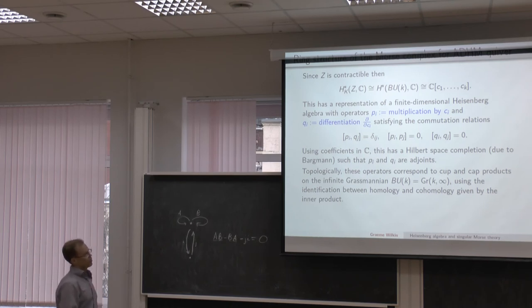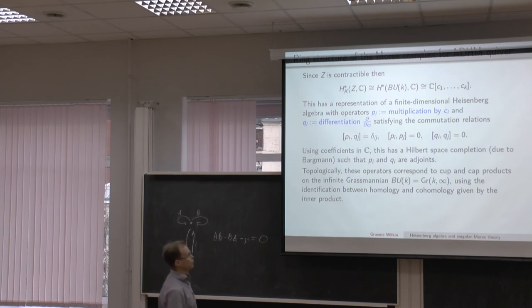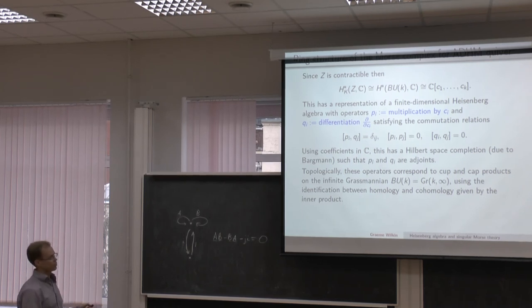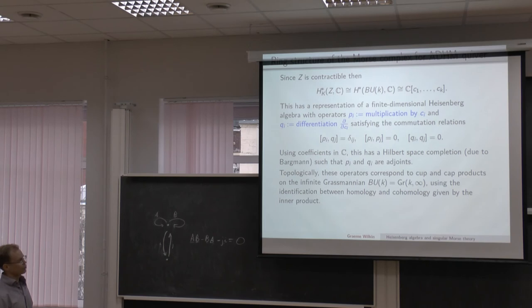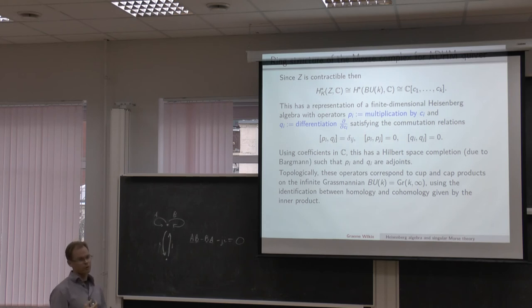So if you use coefficients in C on this polynomial ring, then you can turn this into a Hilbert space with respect to this norm here. Maybe I won't write down the norm. The idea is you want to look at entire functions on C^n and then impose some norm on that to make it a Hilbert space. This is due to Bargmann in the 60s. So these are adjoint operators. And the point here is that topologically these correspond to cup and cap products on the infinite Grassmannian, which is the classifying space of the unitary group. So of course the cap product is on homology and the cup product is on cohomology, so you need this inner product to relate the two. So that's where Bargmann's inner product comes in.